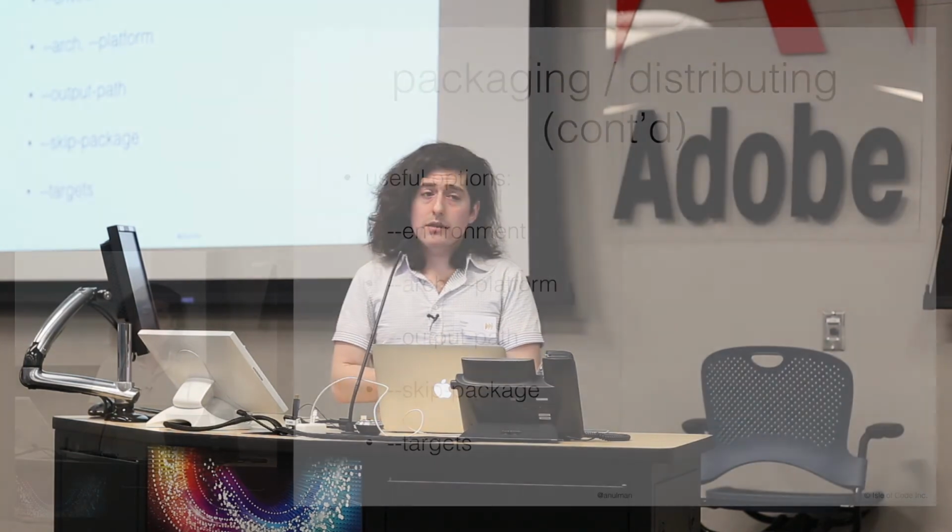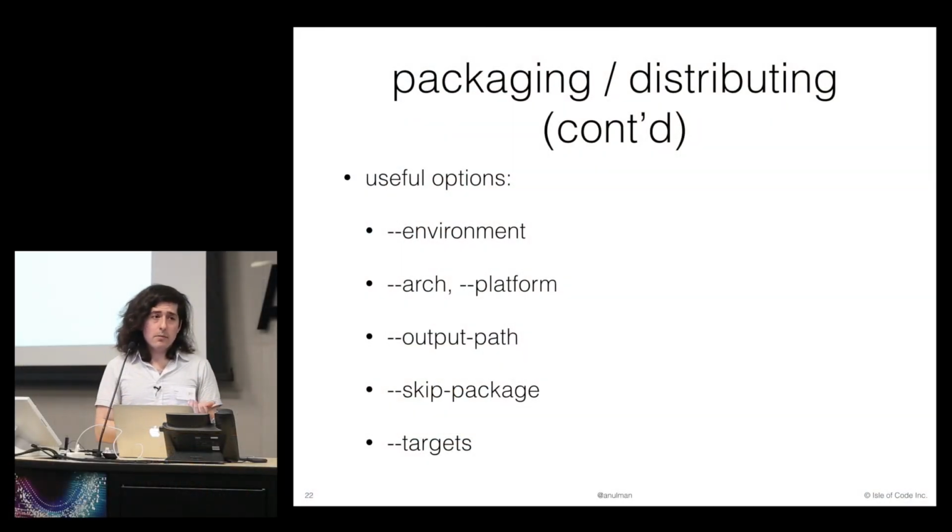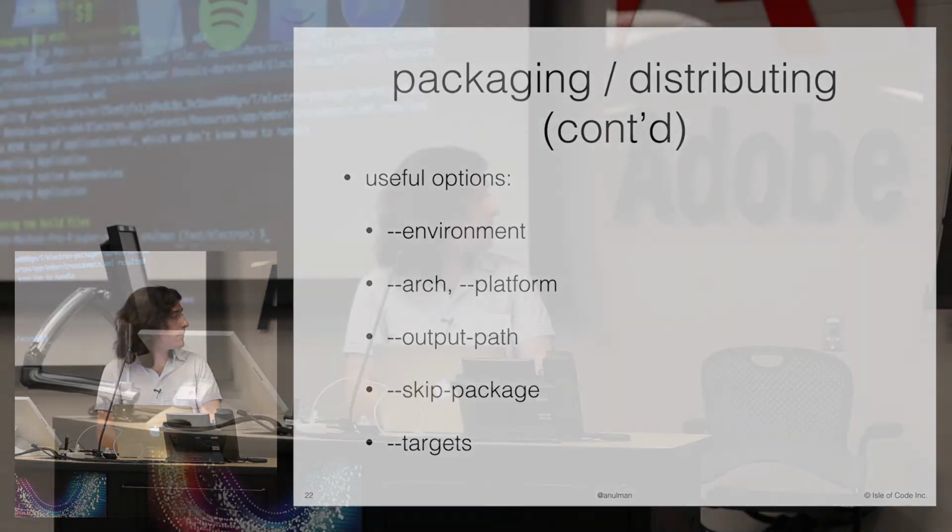While this builds, we can go and look at the options that you can pass in while you're building. You might want to pass in the environment to say you want a development build versus prod. You can tell it which architecture or platform you're building for. You can skip the packaging step if you already have a bunch of output distributables so that you can run a little faster. You can also specify a different output path or what targets you'd like to build for.